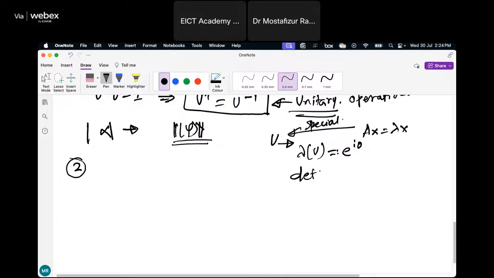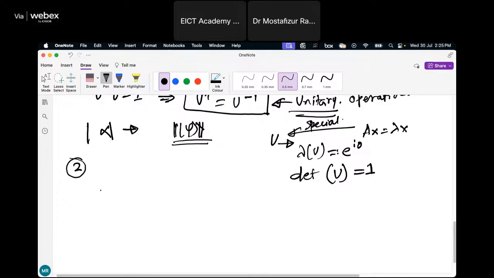That means the determinant of this matrix, which is a product of all these eigenvalues. If the modulus is 1, then if you multiply n number of ones, you will be getting 1. So this is the first implication. The determinant of all the unitary matrices equals 1, right? They are all basically norm-preserving.